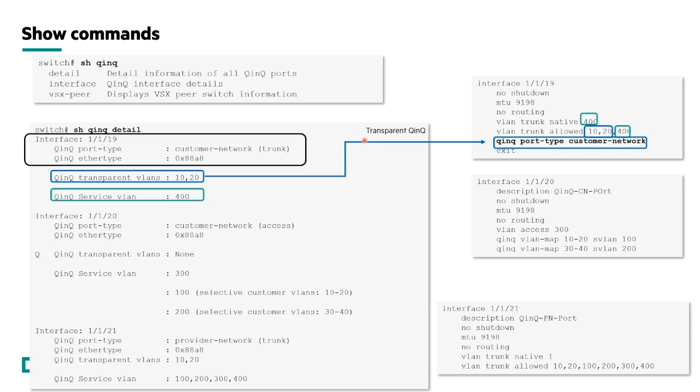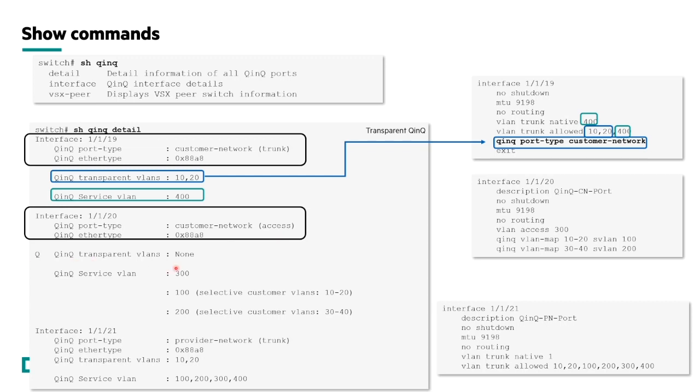To make it a transparent QinQ port, of course, we use this QinQ port type customer network. So that makes it a transparent QinQ port. So let's have a look at the next interface, which is 1120. The port type is access, which is an indicator that it's actually supporting SVLANs.